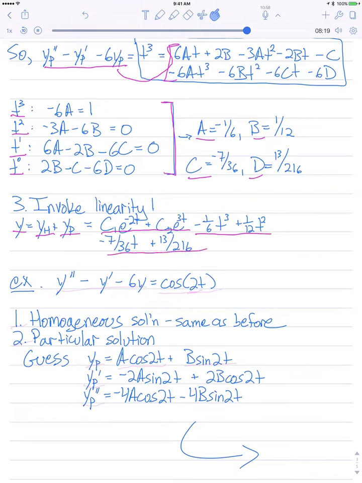Here's another example. It's going to be the same linear operator on the left-hand side, same as the previous example, but my inhomogeneity now is going to be cosine of 2t. So step one, solve the homogeneous solution. Well, that's the exact same as before. It's the same homogeneous problem. Step two, find the particular solution.